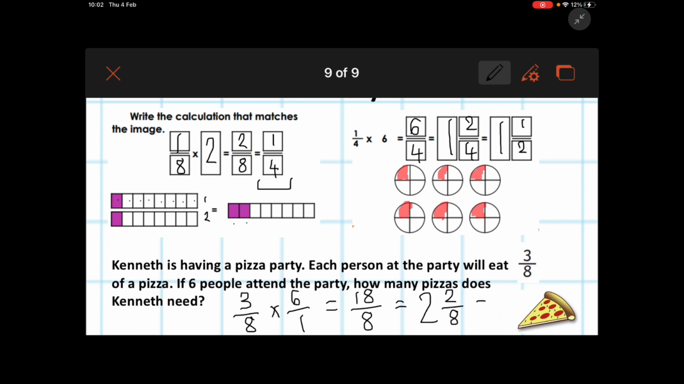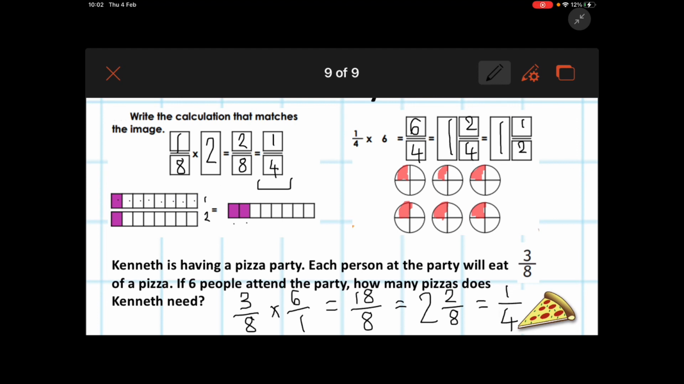Now again, 2 and 8 can be simplified further by dividing both by 2. 2 divided by 2 is 1, and 8 divided by 2 is 4. 2 and 1/4. Now let's reread the question and double check that we've answered it.